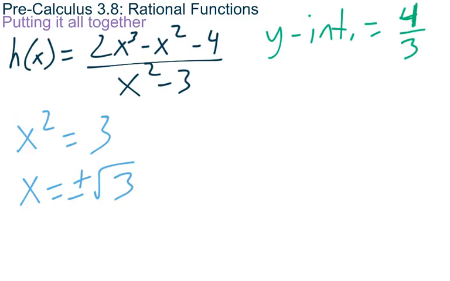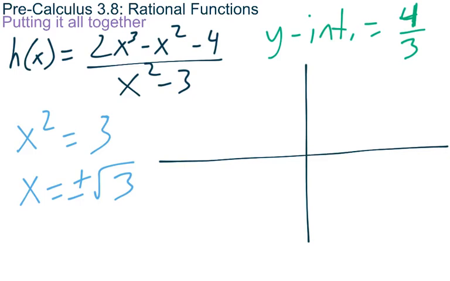Now, if you are keeping score and just trying to think about how to graph this, let's go ahead and make a very simple graph right now. We already know a few things. We already know that the y-intercept is at 4 over 3, which is just right around in there, 1 1/3. We've already found our asymptotes to be at plus or minus the square root of 3. The square root of 3 is a little bit less than 2, and so we're going to graph our asymptotes somewhere right in there. So we have two asymptotes and we have a y-intercept.